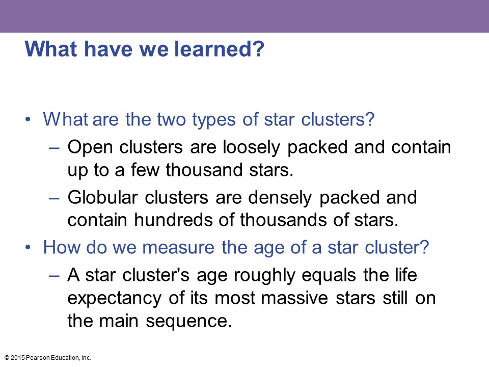So what are the two types of star clusters? Well, there are open clusters containing a few thousand stars loosely packed in the disk of the galaxy. And then there are globular clusters that are more densely packed, containing more stars, and they are found within the halo of the galaxy. So how do we measure the age of a star cluster? Well, a star cluster's age roughly equals the life expectancy of its most massive stars still on the main sequence.